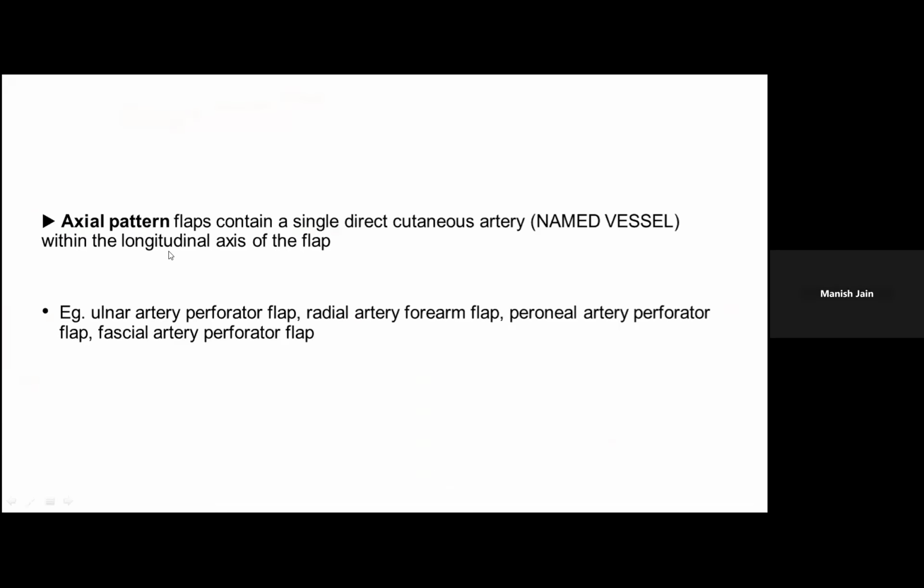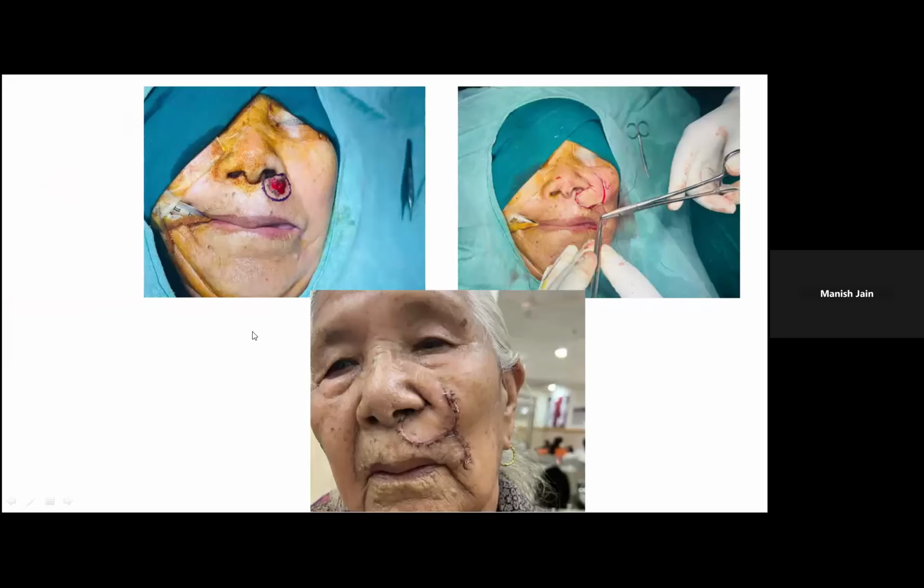So what is an axial pattern flap? I already told you, it is a flap with a direct named blood vessel which runs along the longitudinal axis of the flap, like the ulnar artery, radial artery, forearm flaps. They are the most commonly used flaps in head and neck reconstruction. So one of the flaps is the nasolabial flap, in which we use named angular vessels, based on the angular vessels, to cover the defect.